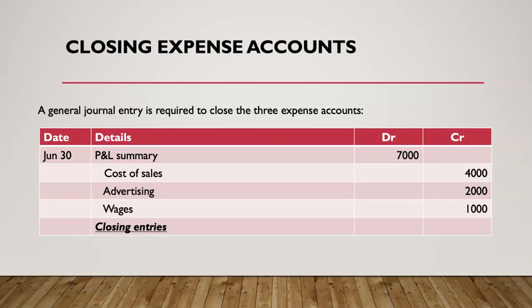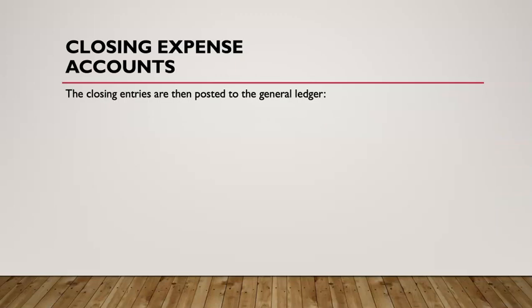You notice the credits are for cost of sales, advertising, and wages, and they're the same amount of the expense for that period. We've done a credit, so we need to do a debit. Accountants will say that. And we do this debit to our temporary account called P&L summary, which is our scorecard. The posting will then look like this for all 3 expense accounts.